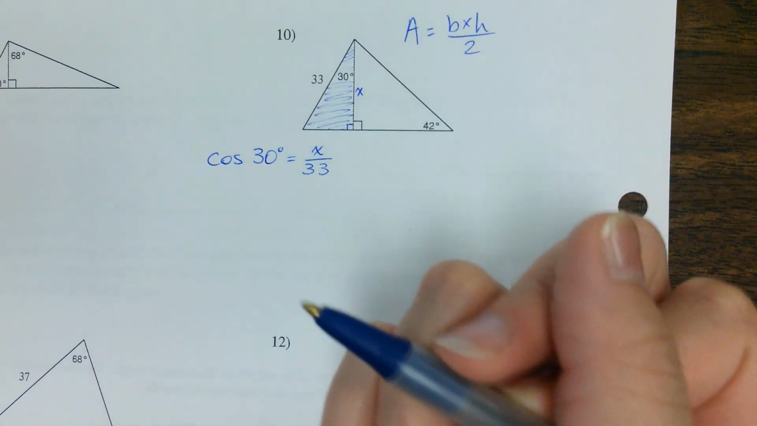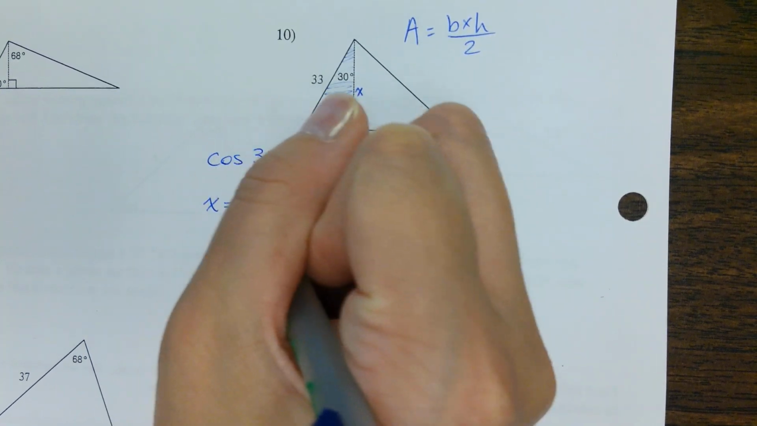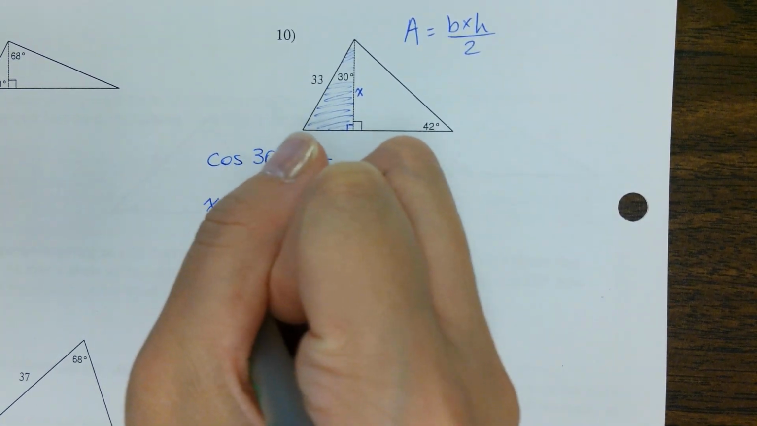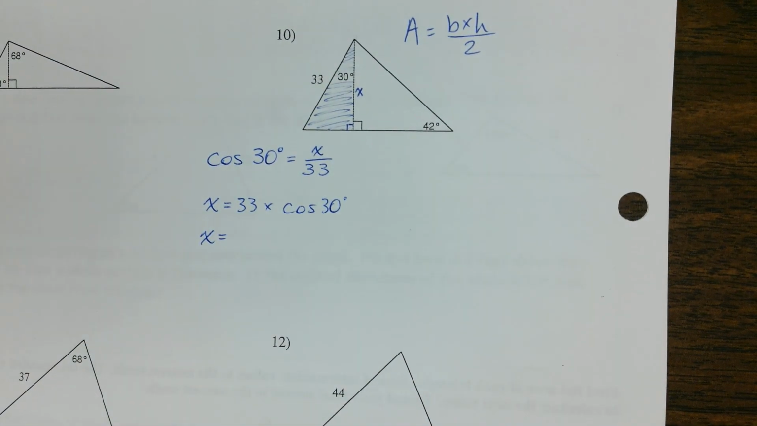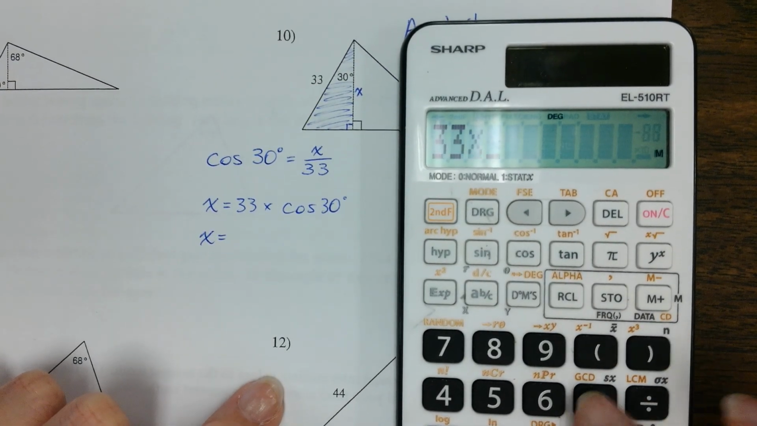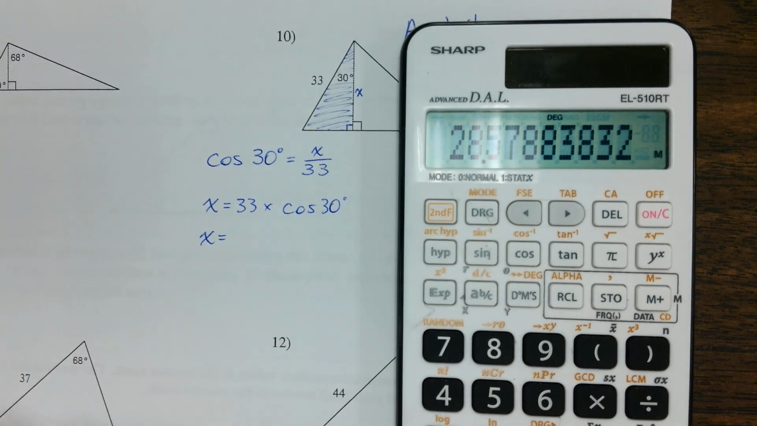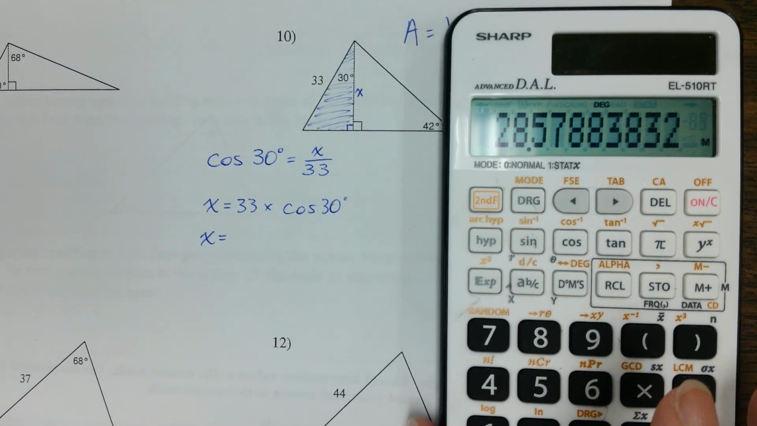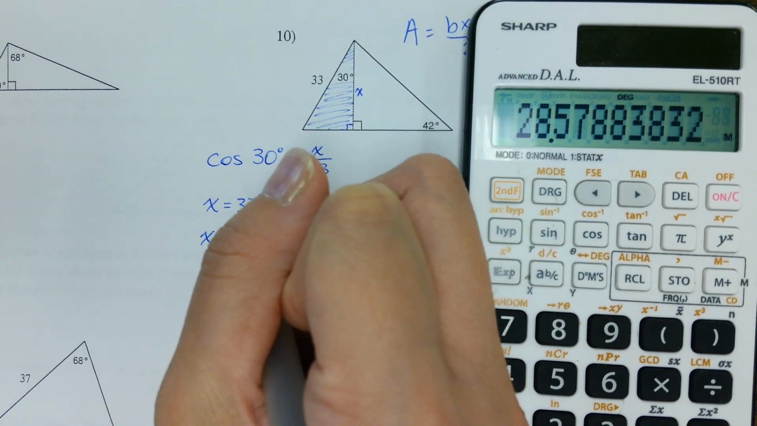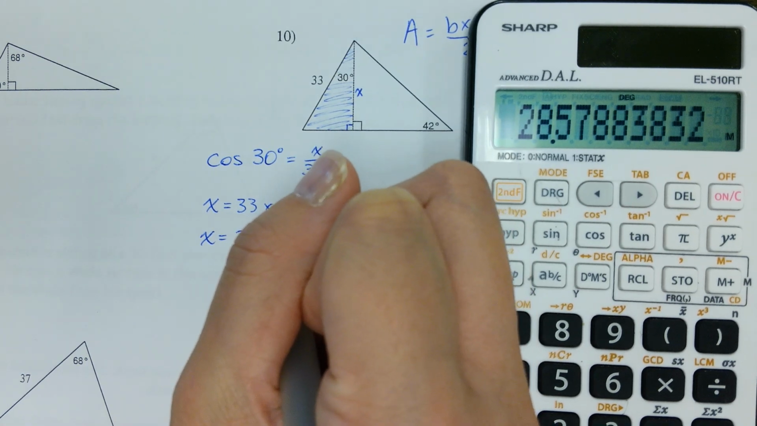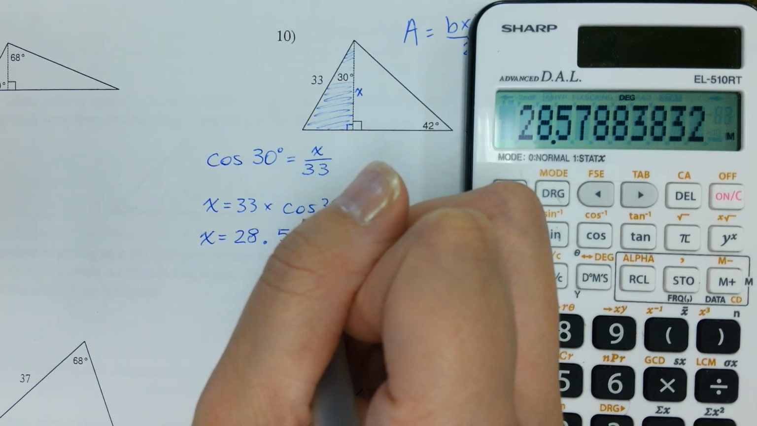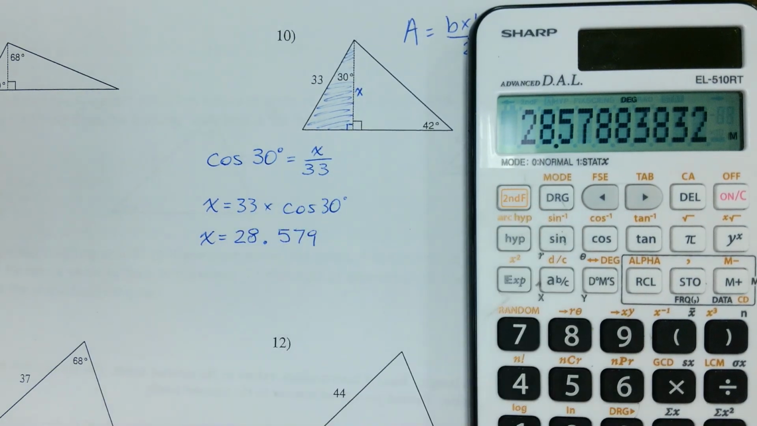My variable is on the top, which means I'm multiplying. So 33 times cosine 30 degrees. I get 28.578. I don't want to round yet because this is only part of my answer. I need to use this to find my final answer. So 28.579. I would even do 3 decimal places.